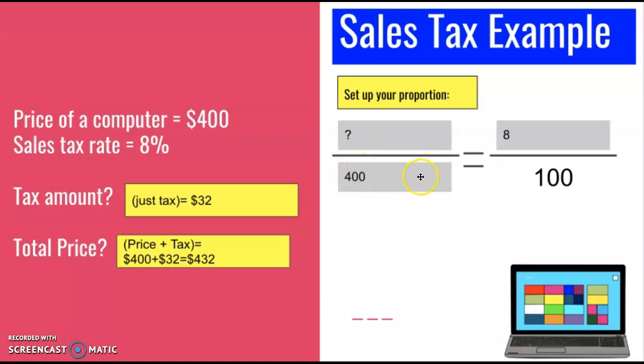When we calculate that, we're going to cross multiply 400 times 8, and then we're going to hit enter in your calculator. And then we're going to divide by 100 and then hit enter again, and we'll get $32. So that $32 is the extra that goes towards paying for government projects or things like public schools, for instance. So to get the total price, we're going to add our subtotal plus the tax to get the total. So tax is a percent of your subtotal that gets added to find the total.